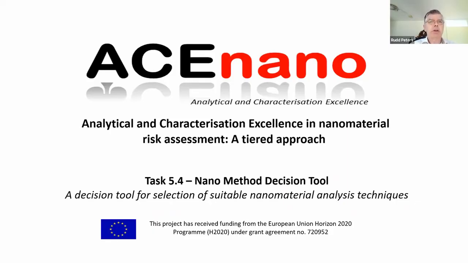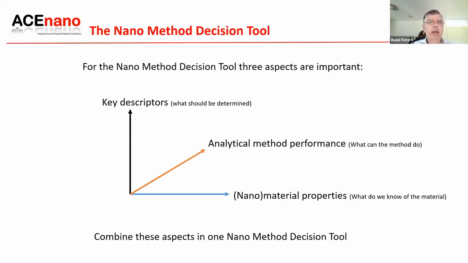Well, one of the work package 5 objectives is to provide a method selection tool to guide the user to reliable measurement methods to determine certain key descriptors, for instance, size or solubility. And there are 3 aspects here that are important for this nano method decision tool. First, there's the key descriptors themselves, of course. That is, what parameters should be determined. Which key descriptor needs to be determined will depend on the purpose of the investigation. What do you want to determine?